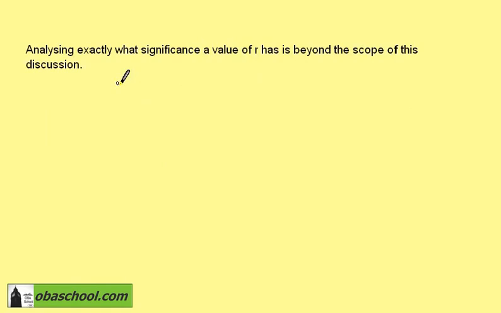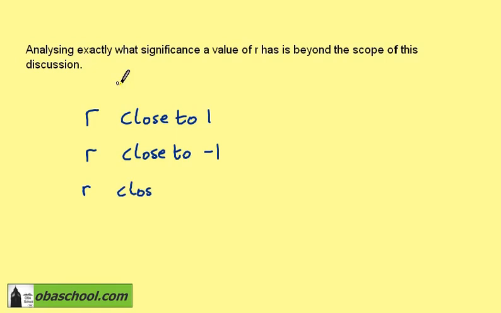Finally, analyzing exactly what significance a value of R has is beyond the scope of this discussion, except that we could say that if R is close to 1, then the data is very strongly positively correlated. If it's close to -1, then it's clearly very strongly negatively correlated. If R is close to 0, we can say that there is no linear correlation.